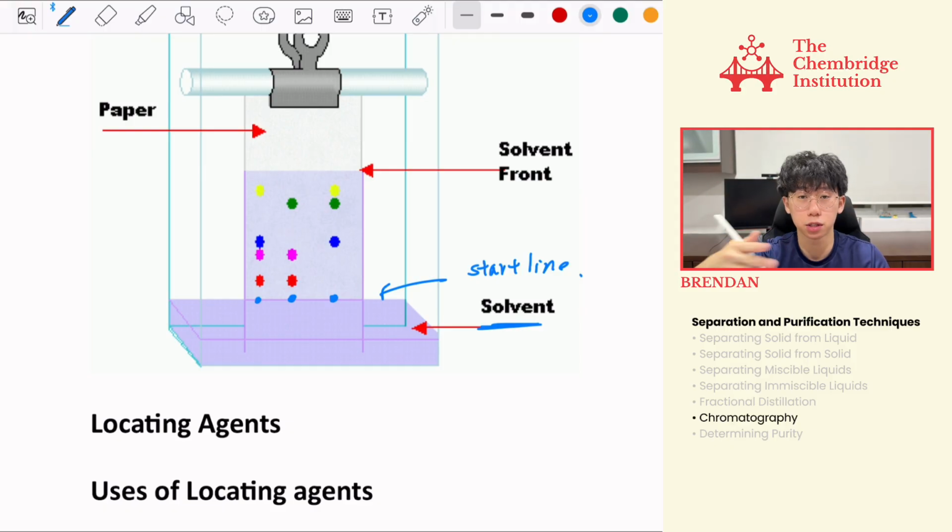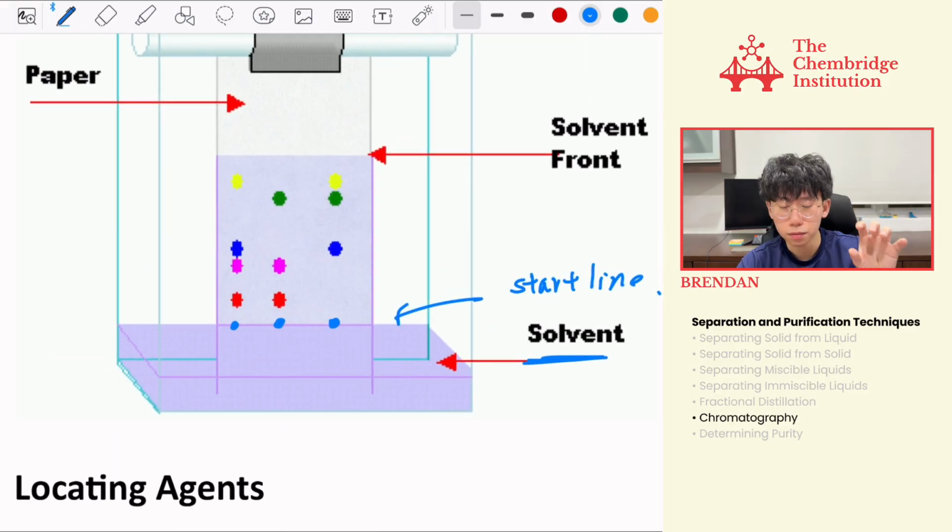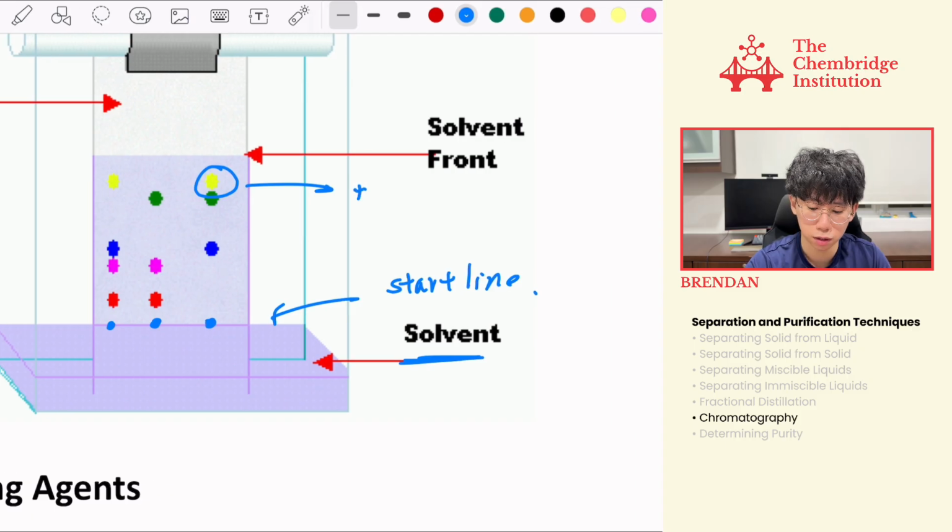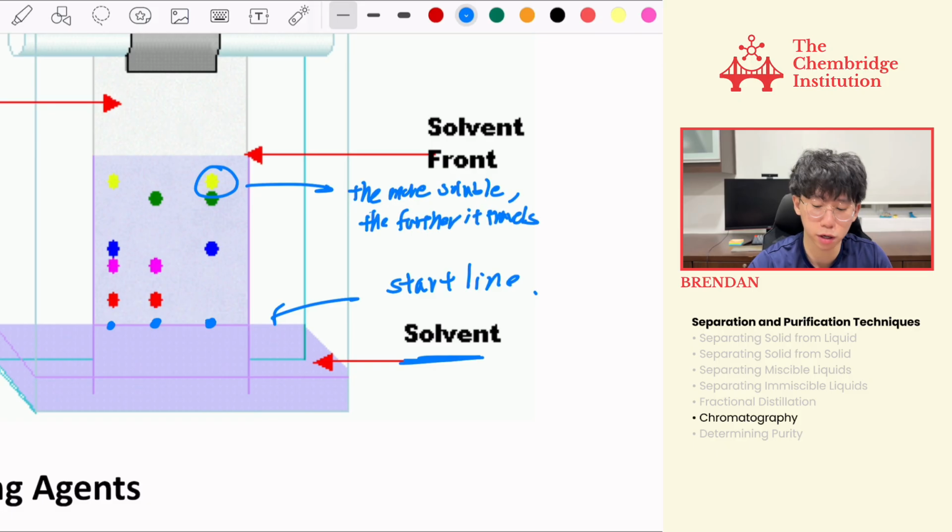and as the solvent runs upwards, because your chromatography paper is going to absorb the solvent, the different substances in the original spots on the start line are going to run up with the solvent, and the more soluble you are, for example this yellow dot over here, the more soluble the spot or the substance, the further it travels in the chromatography paper. Which makes sense because as the solvent travels upwards, if you're more soluble, you'll just travel further with the solvent itself. So they are actually going to separate based on their solubilities.